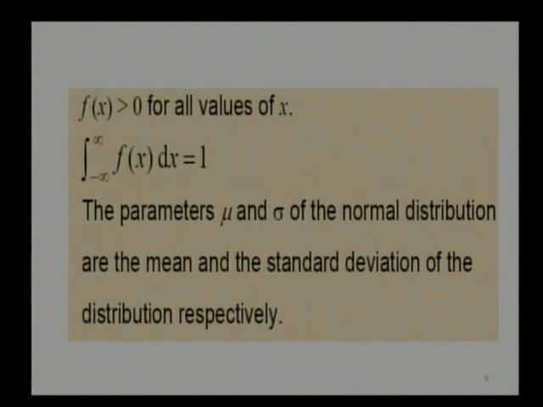Here the PDF f(x) is greater than 0 for all values of x, and the integration of this PDF f(x) in the range minus infinity to plus infinity is equal to 1. The parameters mu and sigma of the normal distribution are the mean and standard deviation of the distribution respectively.